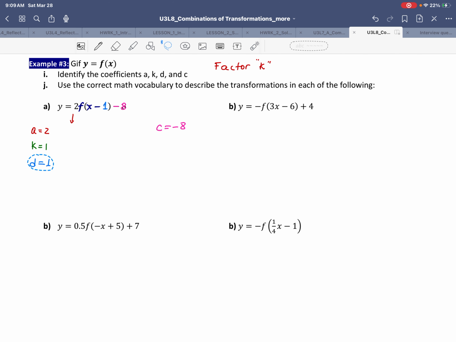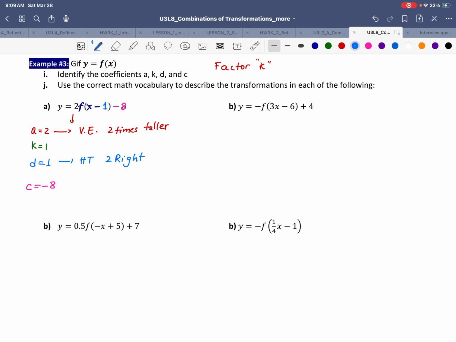Now, when k is equal to 1 or a equals 1, we don't have to describe any transformations because there are no stretches in this case. So a equals 2 means that we have a vertical expansion, and I would write in here 2 times taller. Or you can say a vertical expansion by a factor of 2. For k, there is nothing that we have to say. D is positive 1. That's a horizontal translation of 1 to the right. And lastly, we have c equals negative 8, which means that there is a vertical translation of 8 down.